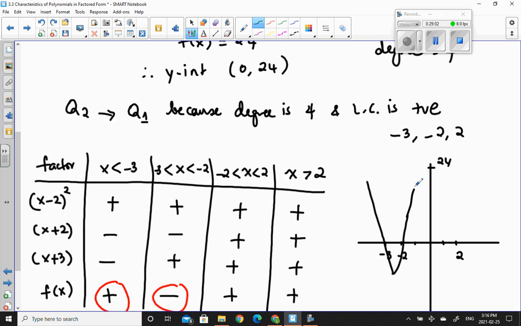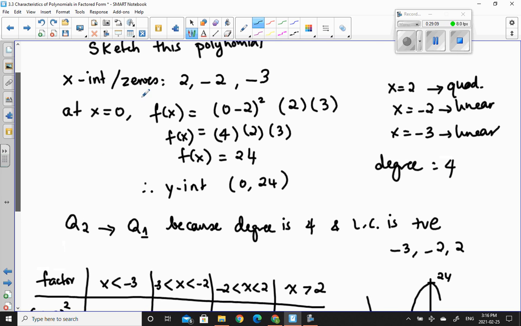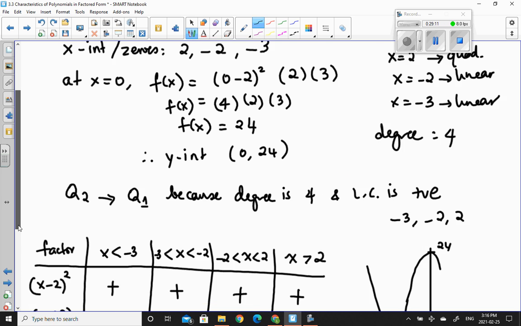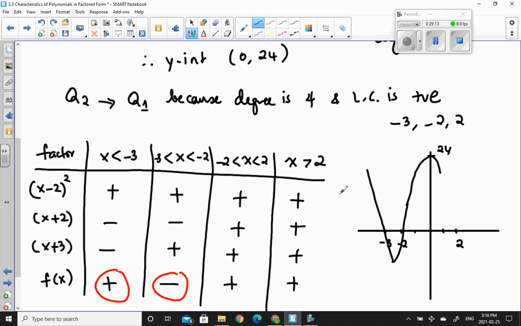It's going to go up to 24 and come back down. And then we're going to know that at x equals 2, the function has a quadratic behavior. So it's just going to touch the graph at x equals 2. So at x equals 2, the function will be quadratic. And we know it has to end back in quadrant 1. So it goes from quadrant 2 to quadrant 1.